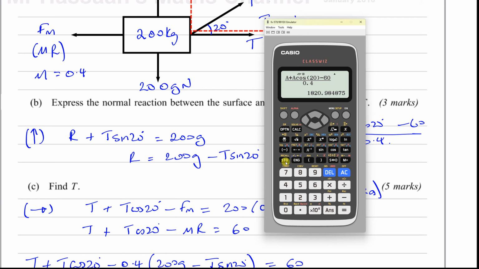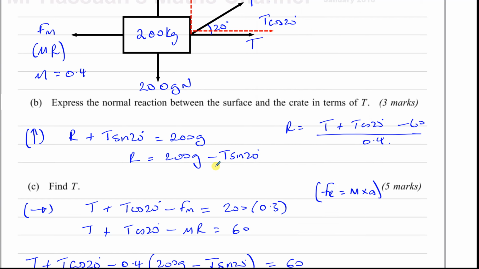Okay, so I'll store this as B, so we can keep it there. So we have 200 times 9.8, minus, and I'll put recall A times sine 20. That should give us the same answer that we just found. Yes, it does. All right.